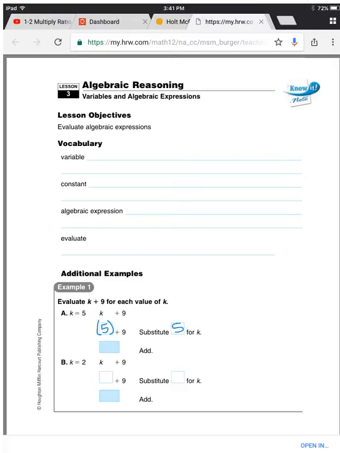And then I'm just going to add those two numbers together. So, when k is 5, k plus 9 equals 14. B, k equals 2. So, because k equals 2 this time, I'm going to substitute 2 in for k. So, in parentheses, I'm going to put 2, and then I'm going to evaluate or find the answer. And I'm going to add 2 plus 9 and get 11. Okay?